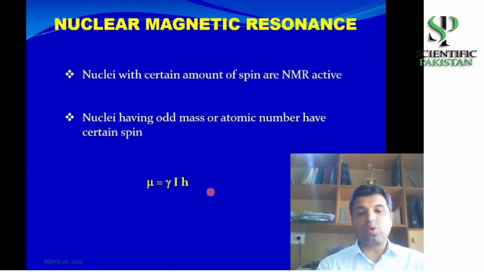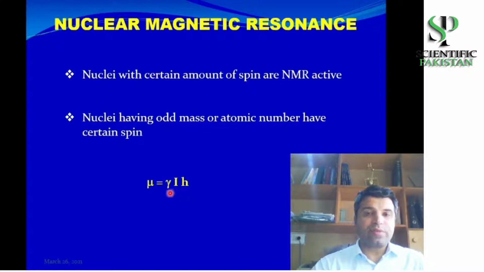So this is the basic equation on which NMR is based. Mu is the magnetic moment of the nucleus that we are studying. That is equal to gamma I h. h is Planck's constant, as you all know. I is the spin of the nucleus. So from here you can see that if I is equal to 0, the magnetic moment will automatically be 0. Magnetic moment is basically, you can call it, a response towards a magnet. So if I is equal to 0, mu is equal to 0, or the magnetic moment is equal to 0.